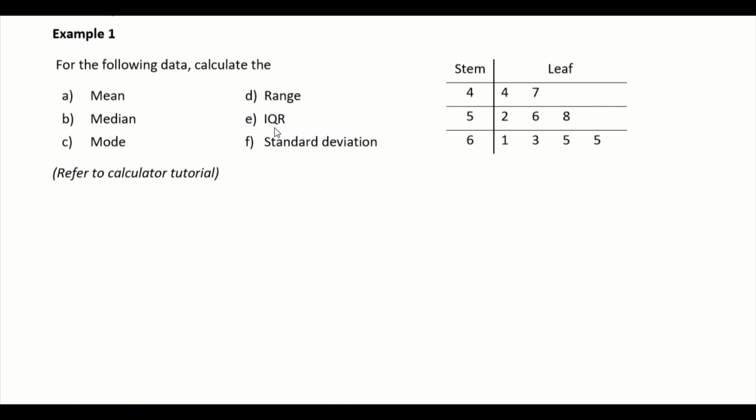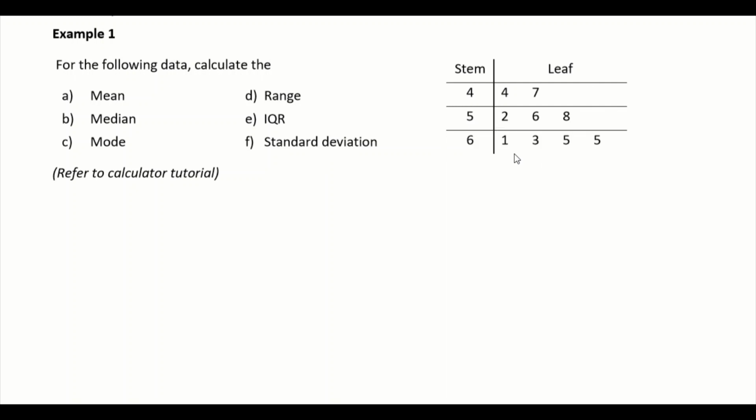Okay, so yeah, I wish that you can understand the idea as well, because this is simple ungrouped data. So for example two, we can straight away use our calculator to help us solve. For the following data, calculate the mean, the median, the mode, the range, the IQR, and then the standard deviation. So this is a stem and leaf graph.